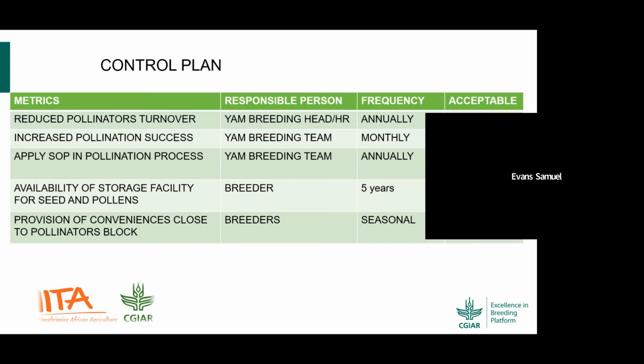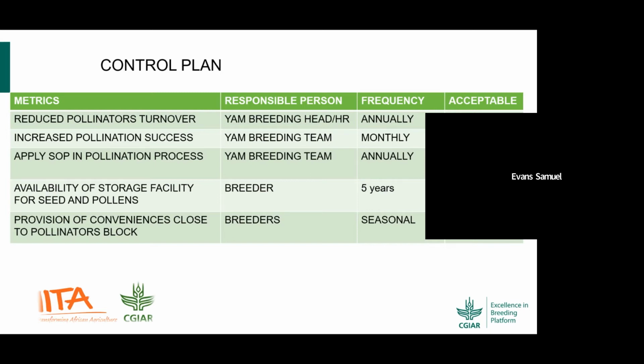To apply SOP, the team is also responsible, and annually it will be reviewed, and at least 70% of the activities should be documented. The availability of storage facility for seed and pollens, the breeders will be responsible, as they are the ones that can really say that there is money for that. And this facility is expected to last for at least 5 years.